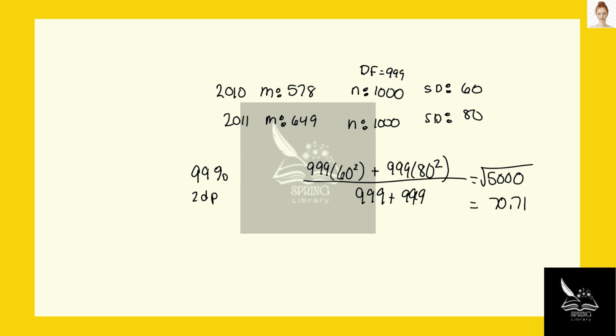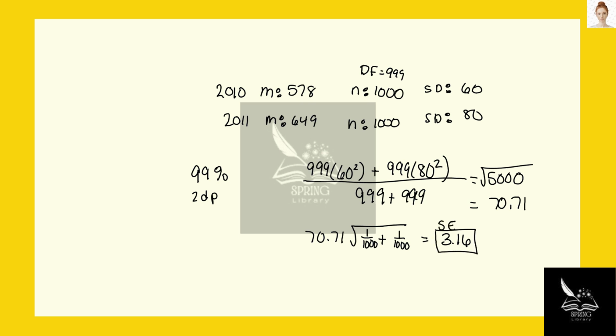And then you take 70.71 and multiply that by the square root of 1 over 1,000 plus 1 over 1,000, and you get 3.16, and that is the standard error.